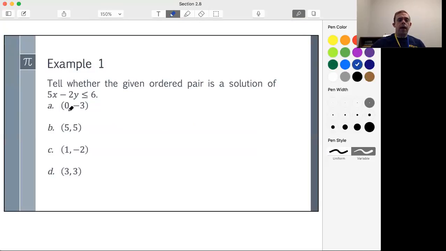So for A, we have (0, -3). Remember, that is x and y. So all we do is substitute in the point. We put 0 in for x and -3 in for y, we evaluate, and we get 6. Is that less than or equal to 6? That's true. Therefore, this ordered pair is a solution.